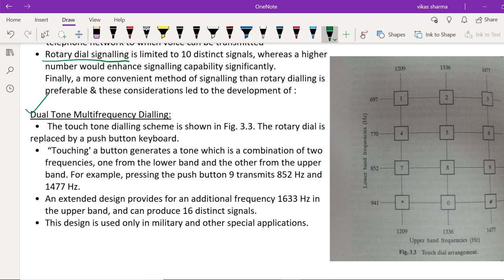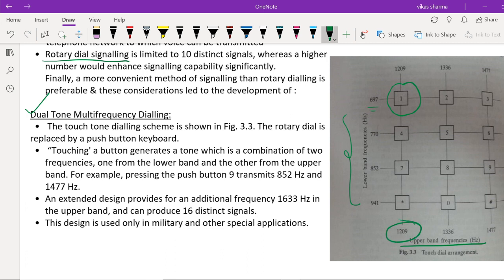Dual tone multi-frequency dialing uses a touchpad that is shown in figure 3.3. Here the rotary dial of pulse dialing is replaced by a touch dial, and just touching a button would generate a tone. Whatever tone is generated would be a combination of two frequencies. If you look at the diagram, touching one would generate one frequency from the lower frequency band, 697 hertz, and from the upper frequency band 1209 hertz would also be generated.